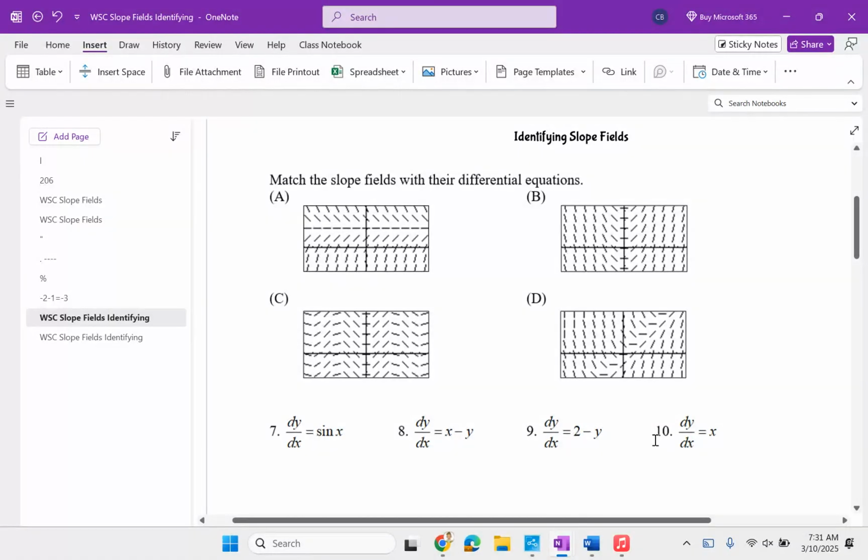Basically, this one says match the slope fields to their differential equations. So I have to pick out which one goes with which, and I do this by testing points, unless there's something super obvious. So one of these is super obvious. Which one is super obvious? Does anybody know?